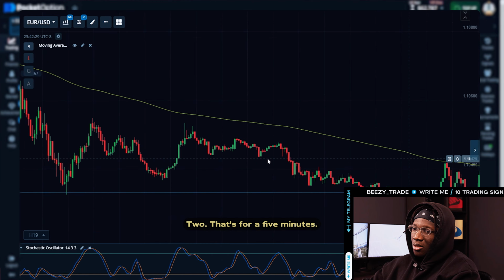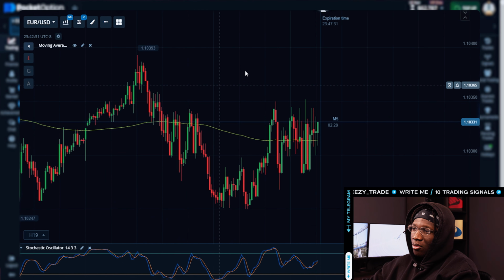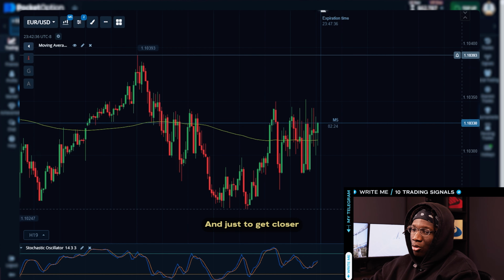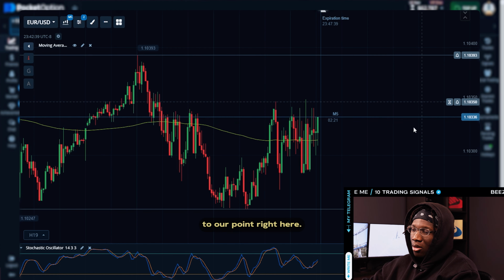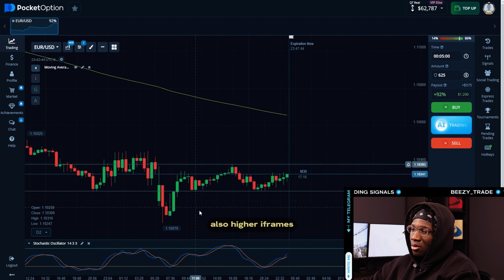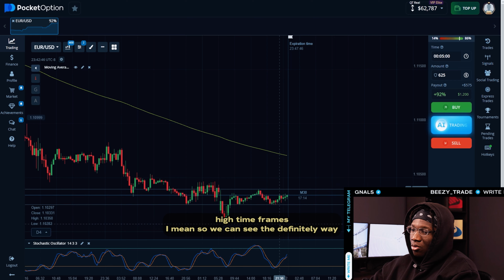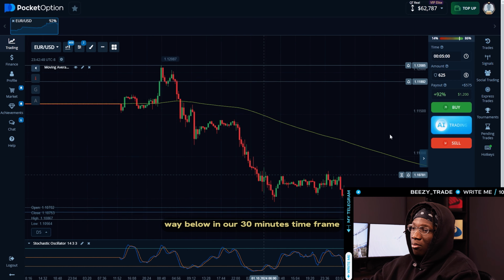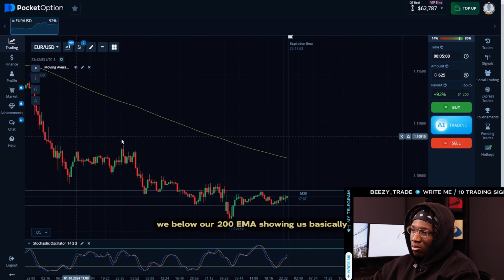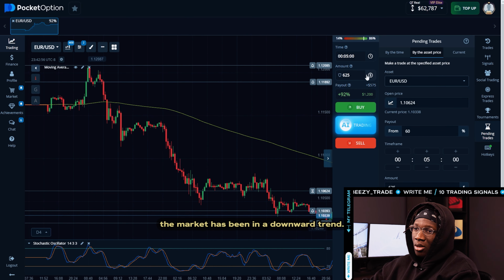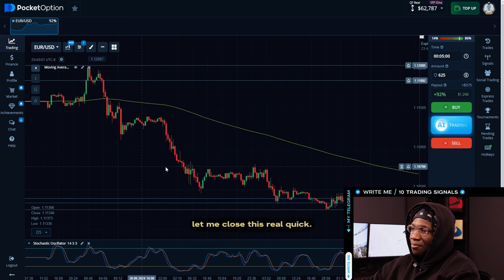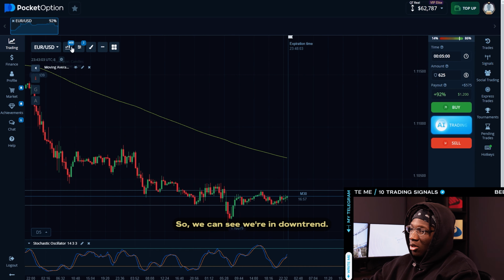That's for 5 minutes. You can see another one right here, and just to get closer to our point right here. So first thing we want to go check also our higher time frames, so we can see that definitely we're way below in our 30 minutes time frame, way below our 200 EMA, showing us basically the market has been in a downward trend. Let me close this real quick. So we can see we're in a downward trend.